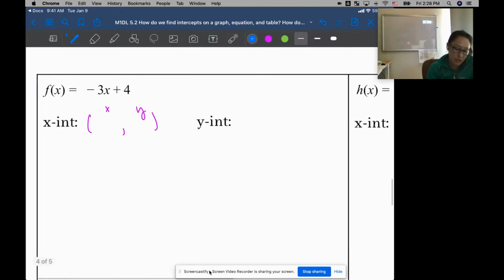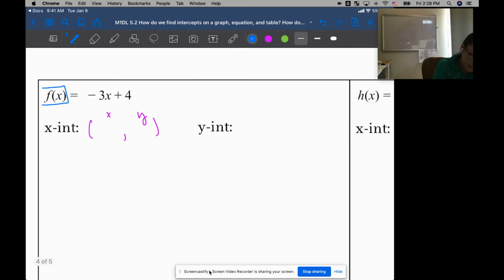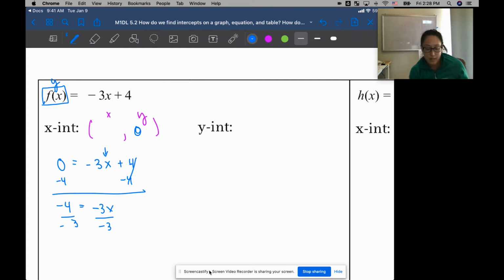This time we're going to use function notation. Remember, f of x is just a fancy way to write y, okay? So to find the x-intercept, I plug in 0 for y. So instead of f of x, we're going to plug in y, or 0, sorry. So 0 is equal to negative 3x plus 4, okay? And then we're going to isolate x, so subtract 4 from both sides. I get negative 3x is equal to negative 4. Then divide by negative 3 to give me x is equal to a negative, divide by a negative is a positive.